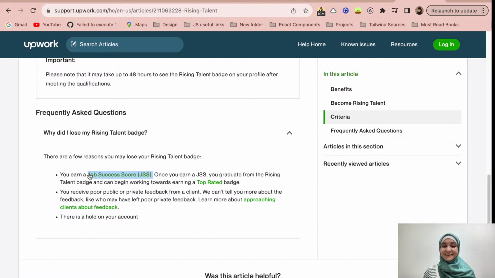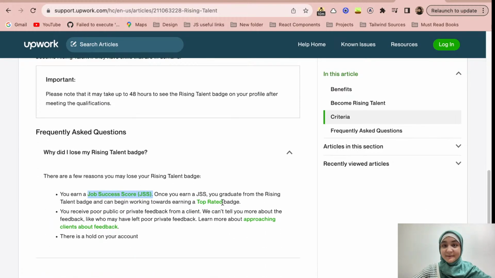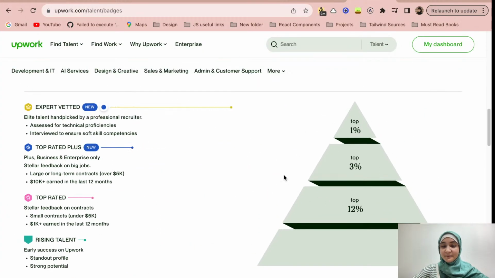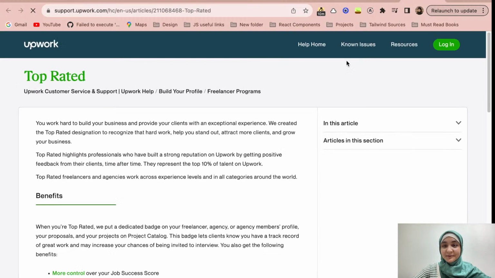And once you get it, you will be eligible for the top rated badge. That's the second badge we will cover today. If we go back to our pyramid right here, you can get the top rated badge after rising talent, or even if you don't have rising talent, you can get top rated after actually starting to make money on Upwork, completing projects. Let's go and read about top rated right now.